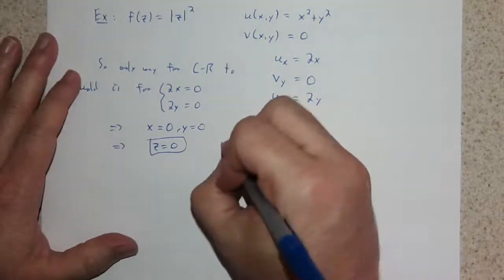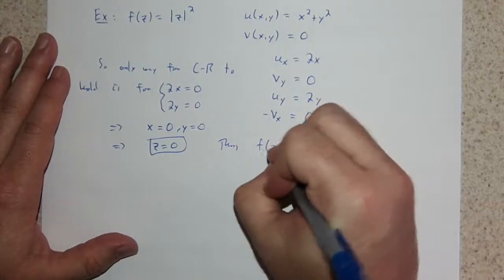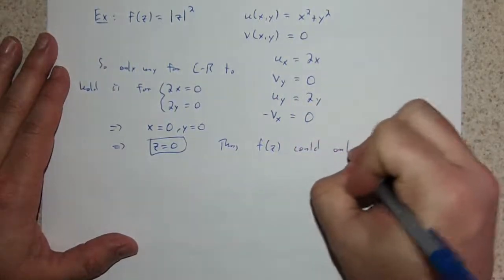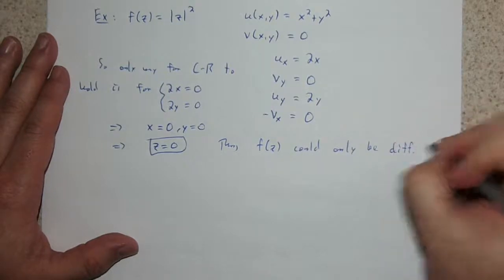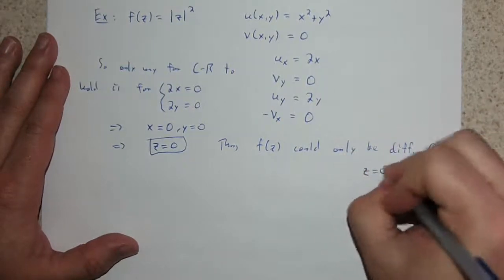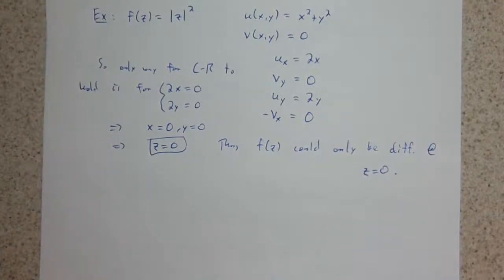Thus, f of z could only be differentiable at z equals 0. And of course, we showed yesterday that it is, in fact, differentiable at z equals 0. But how would we show that, using this kind of formulation? I don't really have a way of going backwards here. I don't have sufficient conditions for differentiability yet, but I'm about to. That is the idea with what's coming next.